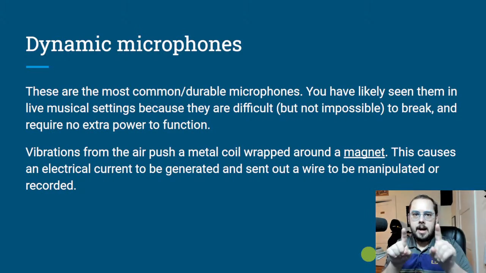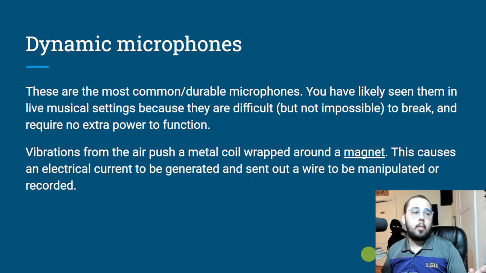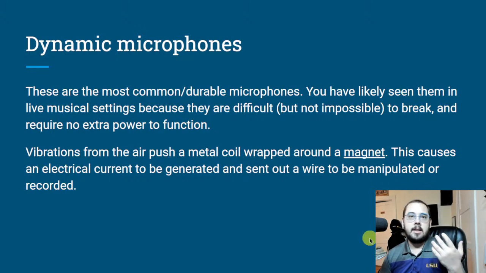This causes the wires to move around a magnet, and if you're familiar with how electromagnetism works, that generates an electric current. I'm not going to go into the specifics of that because that's a whole other presentation's worth of material, but basically it causes a very small amount of electricity to be generated, which then gets sent out the wire from the back of the microphone.